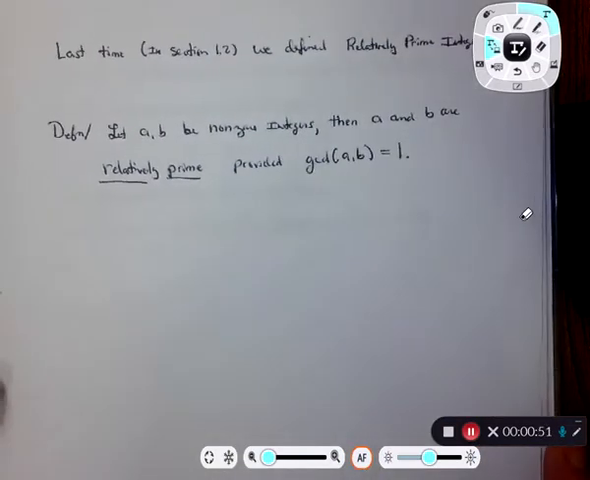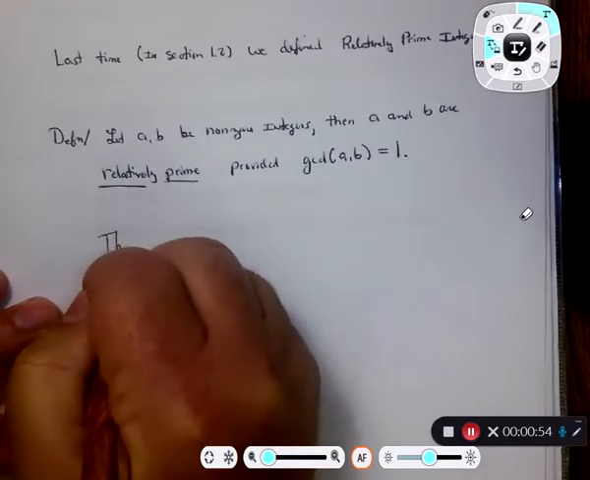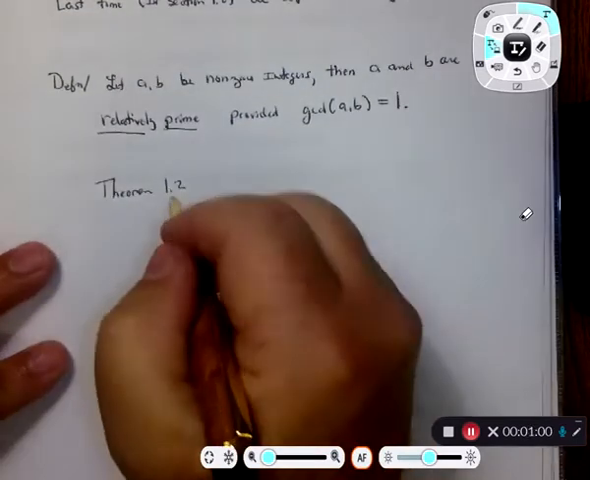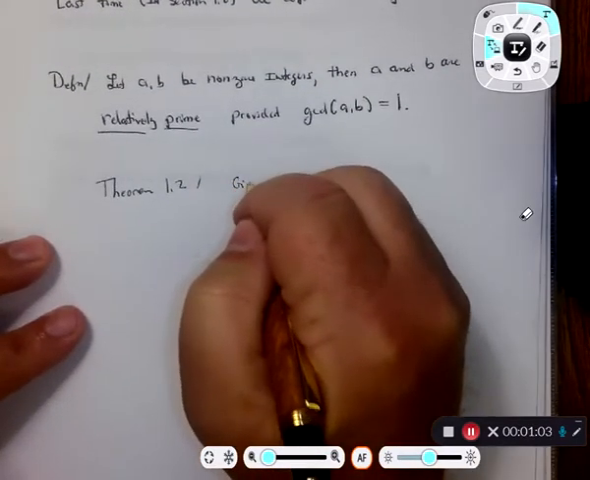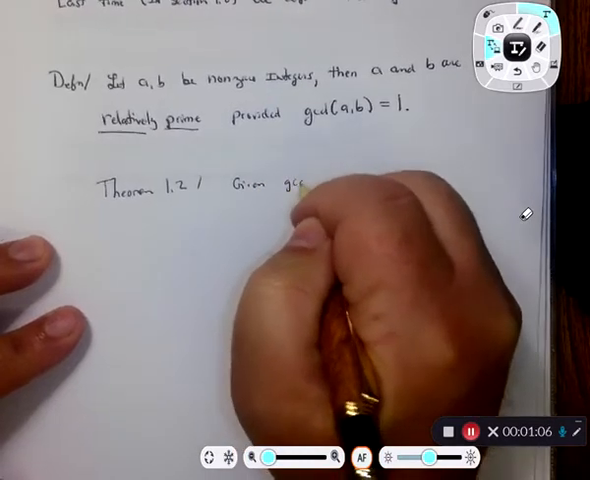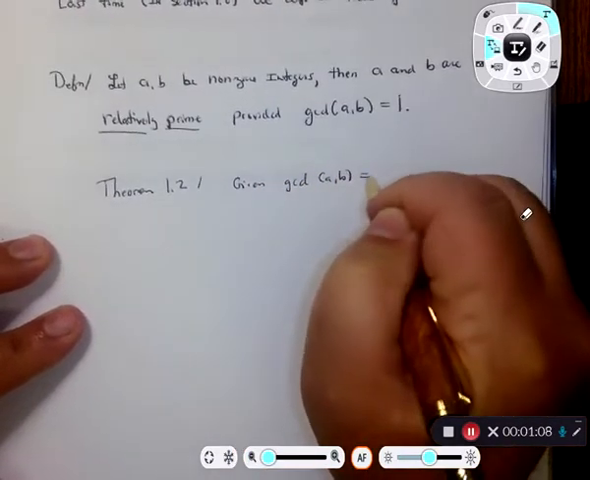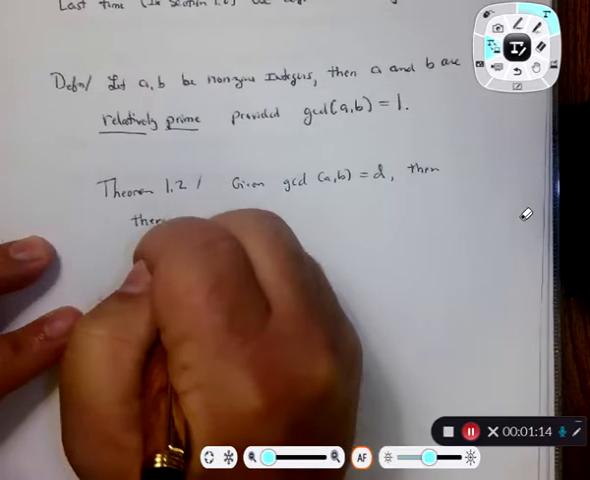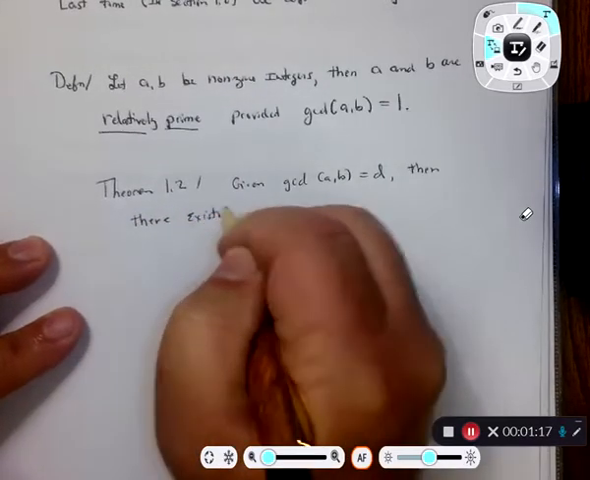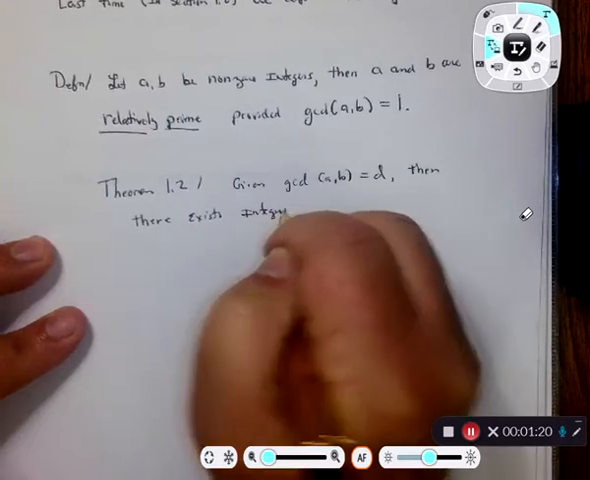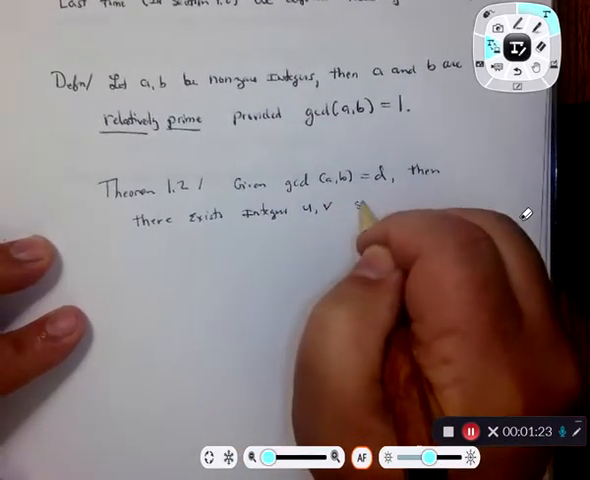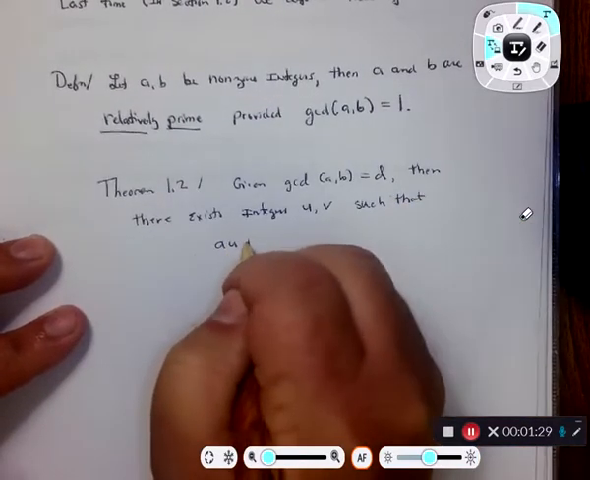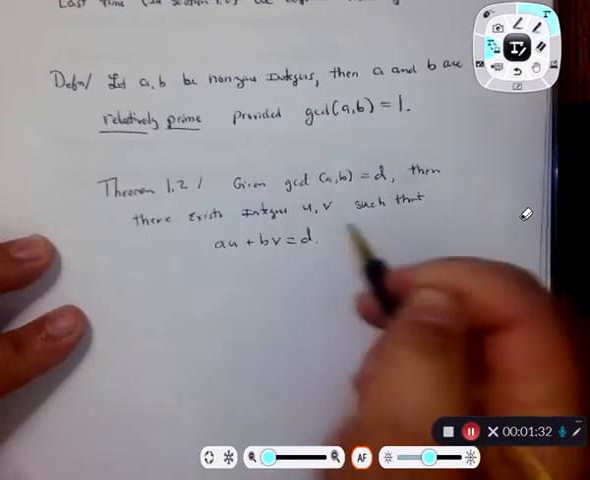Now with that, remember we also talked about Theorem 1.2. And Theorem 1.2 stated, given that the GCD of A and B is equal to D, then there exist integers U and V such that, and we got an equation, AU plus BV is equal to D.